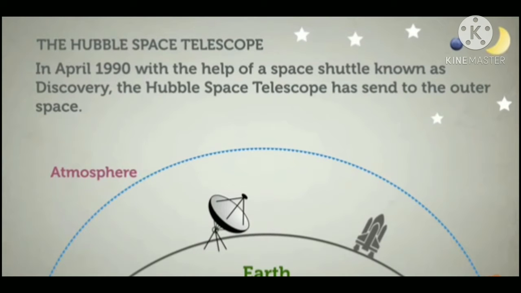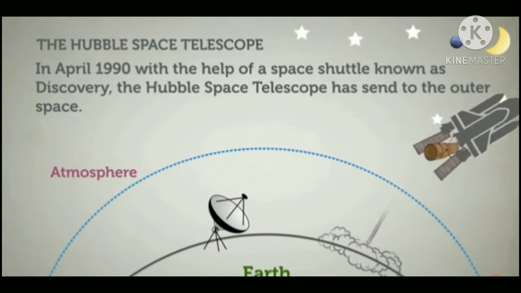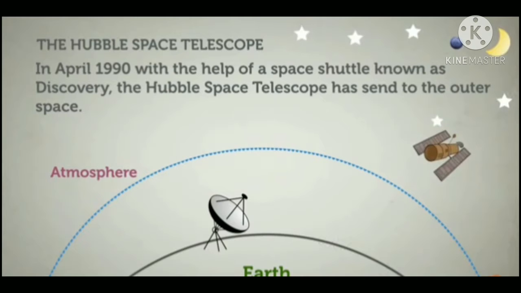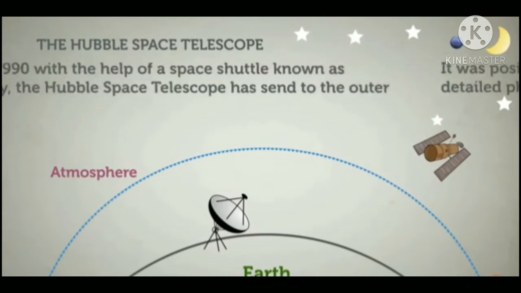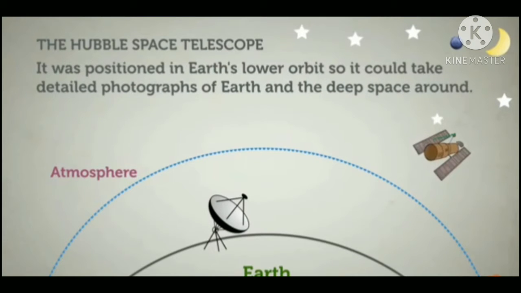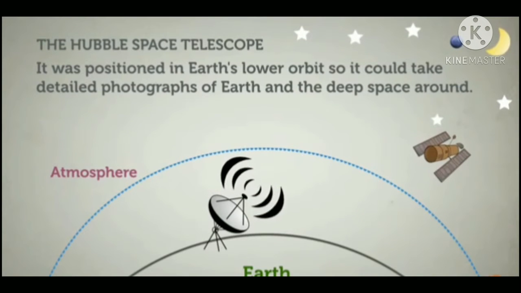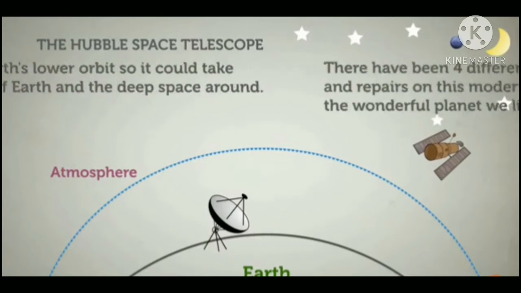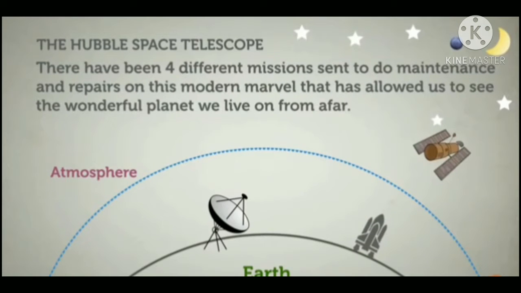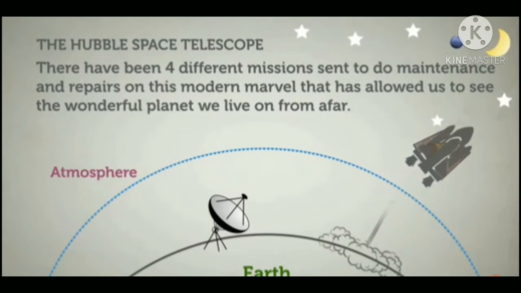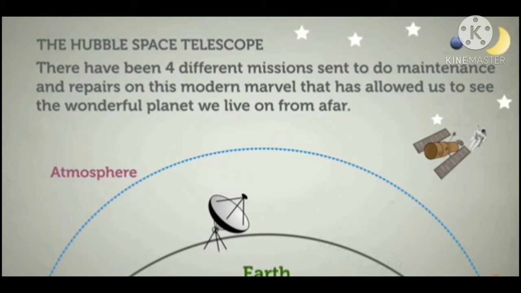In April 1990, with the help of a space shuttle known as Discovery, the Hubble Space Telescope was sent to outer space. It was positioned in low Earth orbit, so it could take detailed photographs of Earth and deep space around. There have been 4 different missions sent for maintenance and repairs on this modern marvel that has allowed us to see the wonderful planet we live on from afar.